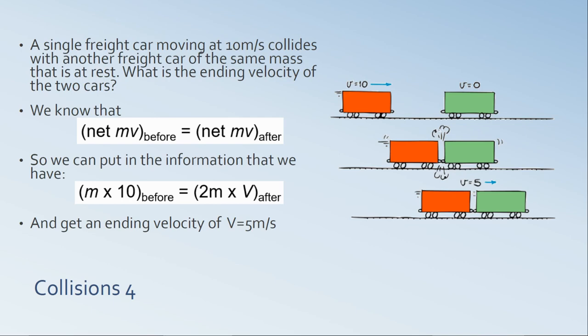So we know because of the conservation of momentum that the net momentum, or mv, before has got to equal the net mv after. So let's put in the information we have. Before, we have one mass, the red freight car, moving at a velocity of 10. So 1 times 10 is 10. After the collision, now we have two masses times v. So 2 times v has to equal 10. And we divide 10 by 2, and we get the ending velocity of the two cars stuck together is going to be 5 meters per second.